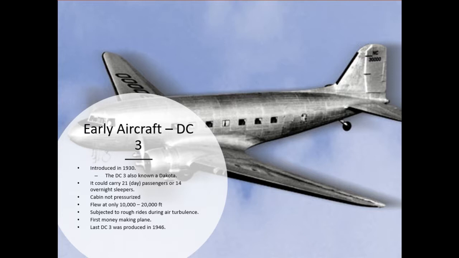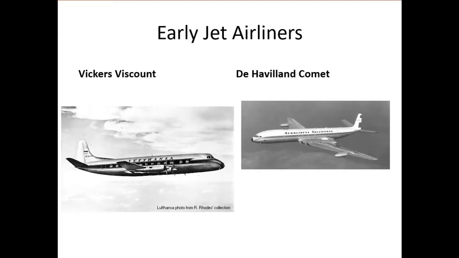And also this is the first money-making plane in history, and this type of aircraft was last produced in 1946, because after this we already had the jet plane. So the last DC was produced in 1946. After that we have jet airlines.